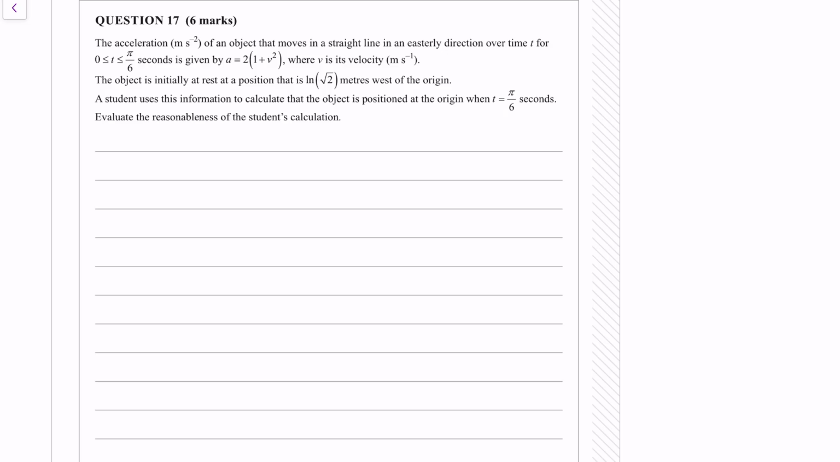All right. Question 17. The acceleration in meters per second squared of an object that moves in a straight line in an easterly direction over time, t, for 0 to pi over 6 seconds is given by this formula here, where v is its velocity. The object is initially at rest at a position that is ln square root of 2 meters west of the origin, and Eschewing uses this information to calculate the object is positioned at the origin when t equals pi over 6 seconds. Evaluate the reasonableness of Eschewing's calculation.